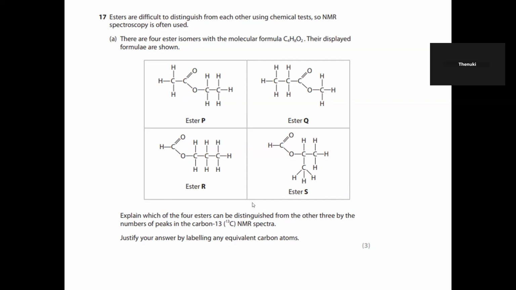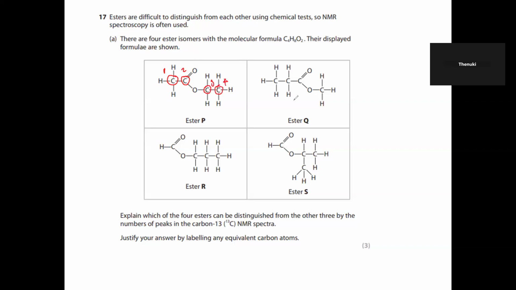Explain which of the four esters can be distinguished from the other three by the number of peaks in C13 NMR spectra. Justify your answer by labeling any equivalent carbon atoms. When you look at this one, in C13 we are checking the number of carbon environments. So if you take this one, this is the first carbon environment for this molecule. Then we have the second one, the third one, and the fourth one.